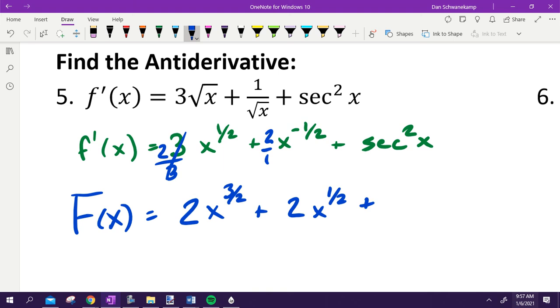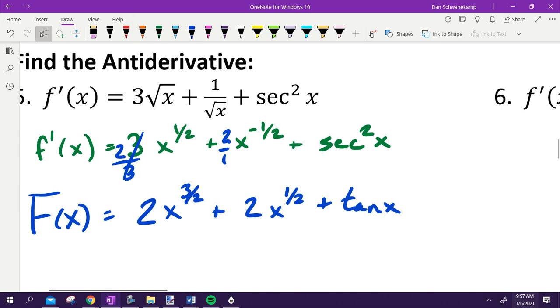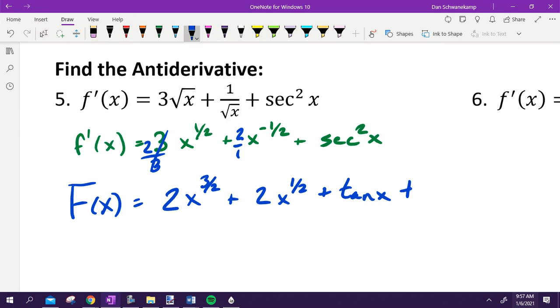We don't have a good rule for that. You should just recognize it. What, when you take the derivative of it, gets you secant squared? That is tangent. That's something we've done before. It's been a minute, but you got to remember, what's the derivative of tangent? It's secant squared. So what's the antiderivative of secant squared? Tangent. Everything plus c. There's my answer.